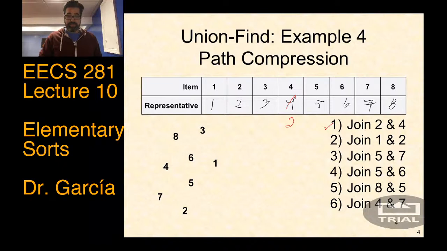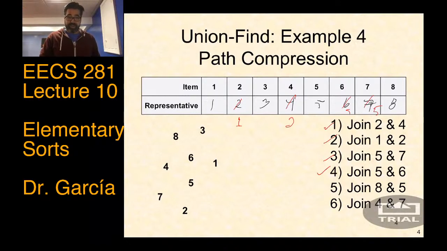Join of 1 and 2 means that now 2 is going to be represented by 1. 5 and 7 means now 7 is going to be represented by 5. 5 and 6 means now that 6 is going to be represented by 5. So nothing much has happened, because every time I'm doing a find on the arguments to the join, I'm finding that they're their own representatives. So the update is pretty simple, and the find doesn't have to do extra work so far.